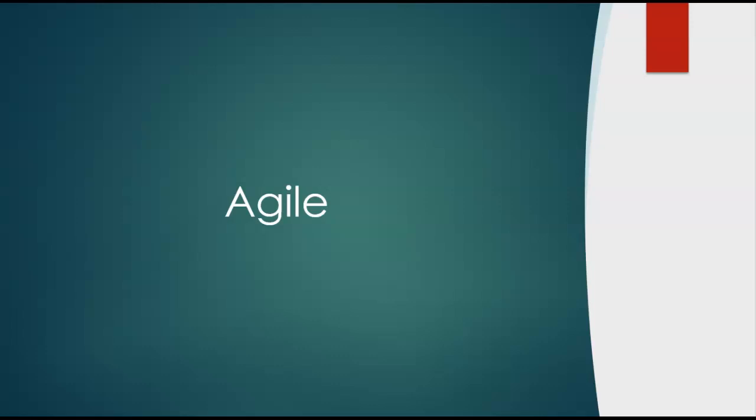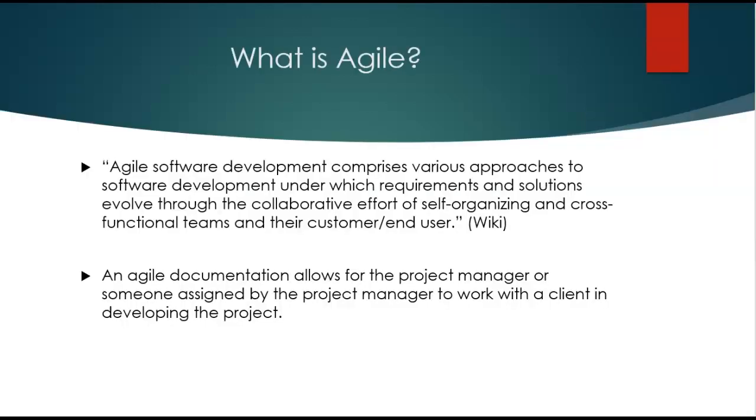And what is Agile? Agile software development comprises various approaches to software development under which requirements and solutions evolve through a collaborative effort of self-organizing and cross-functional teams and their customers and users. And I got this source from wikipedia.com.